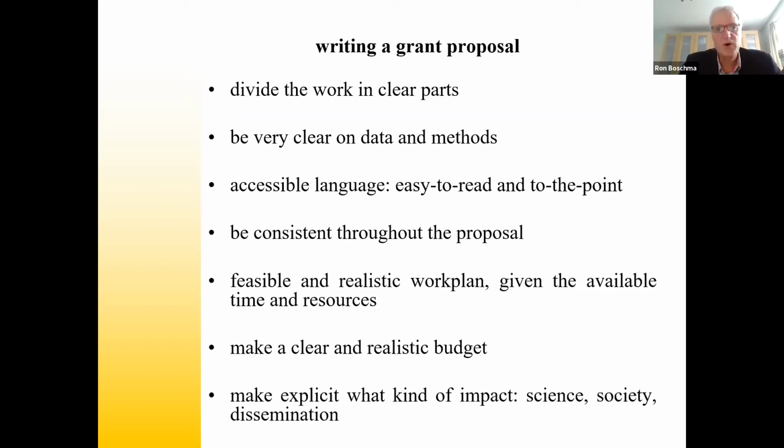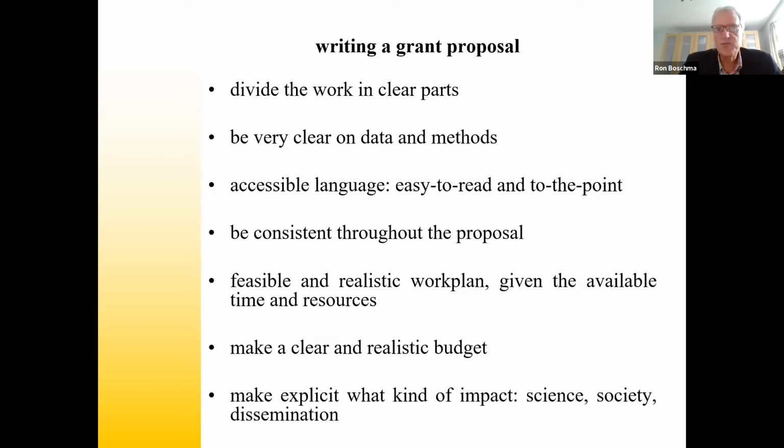Divide the work in clear parts in the grant proposal, right? Make sure that you identify different steps and that you specify those very clearly in the proposal. Be very clear on the data and methods, and that they are strongly linked to the research questions that you want to answer in the proposal. That is crucial. So explain which data you will use and why you use them, which method you are going to use and why that is the case, and that this will indeed provide answers to your research question.